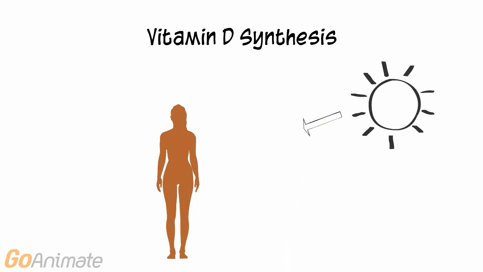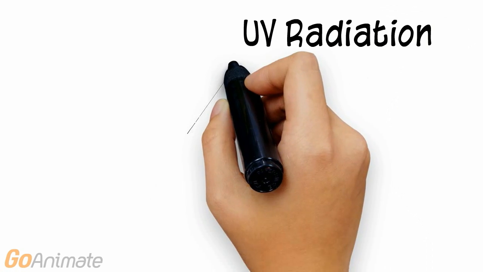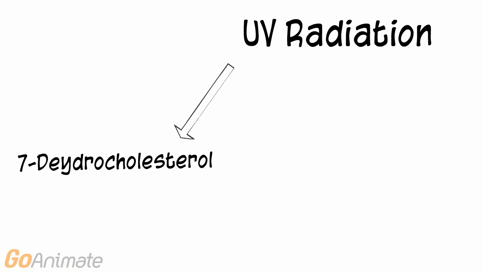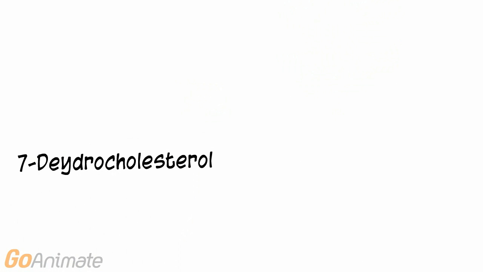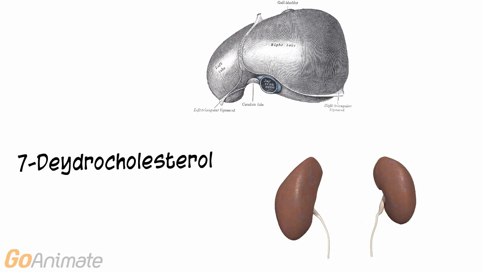The skin also helps to synthesize vitamin D. Vitamin D, or cholecalciferol, is synthesized when a precursor molecule, known as 7-dehydrocholesterol, absorbs ultraviolet radiation. This molecule then travels to the liver and kidney, where it is converted to the active form of vitamin D, which is 1,25-hydroxycholecalciferol.